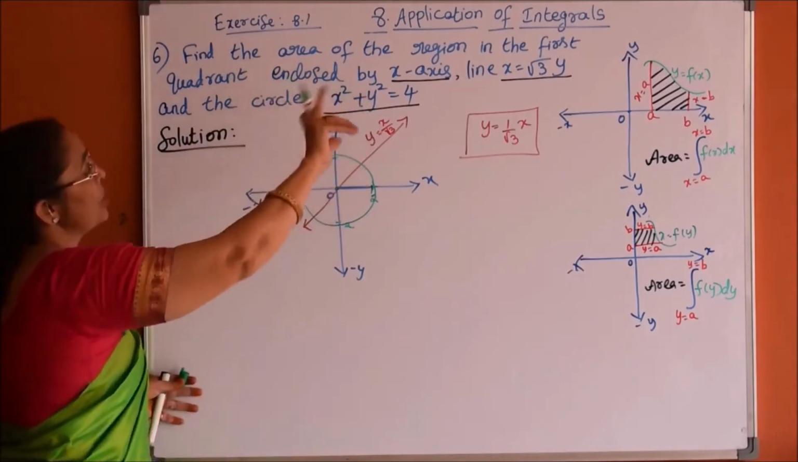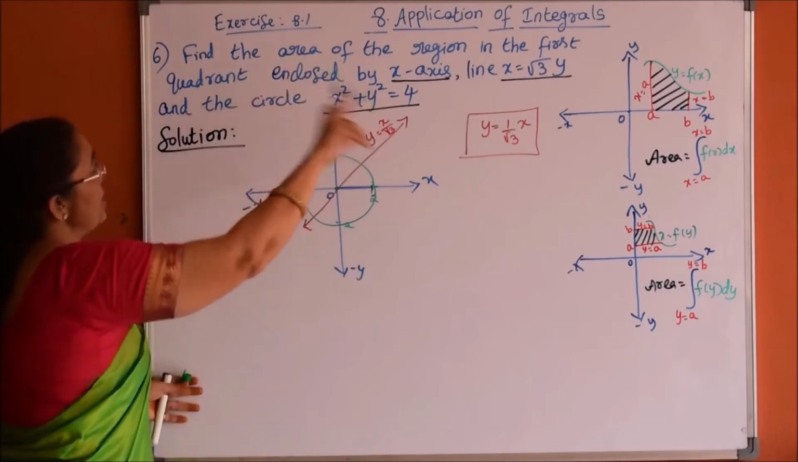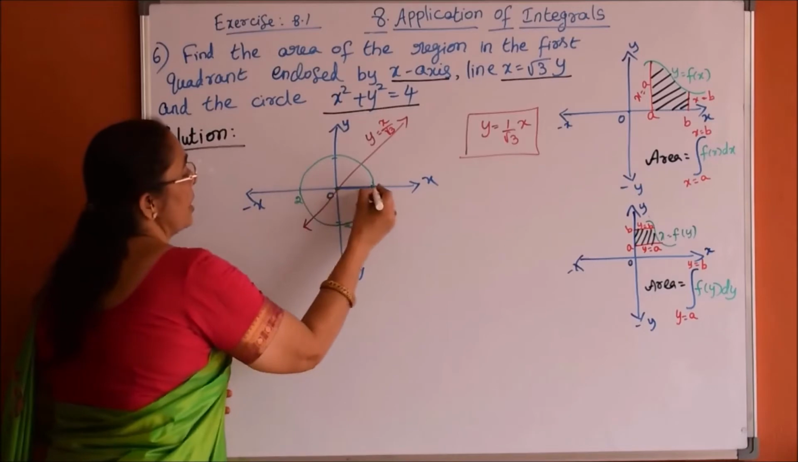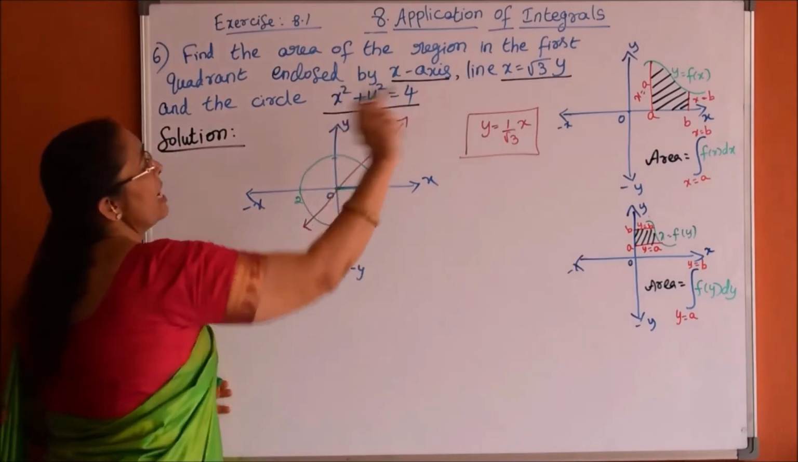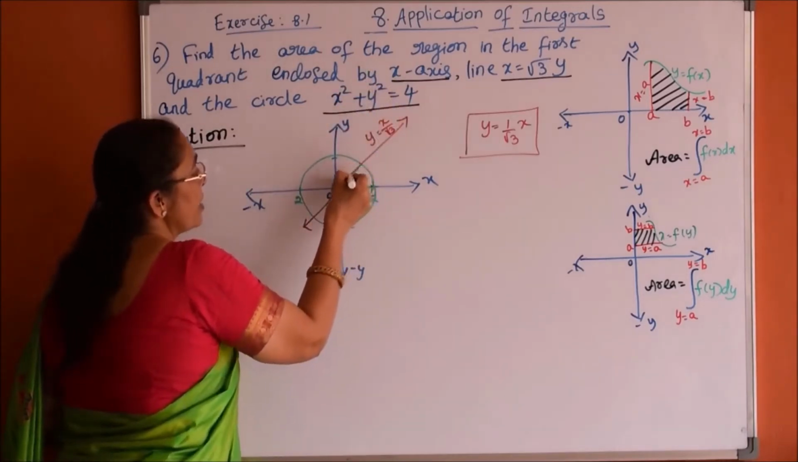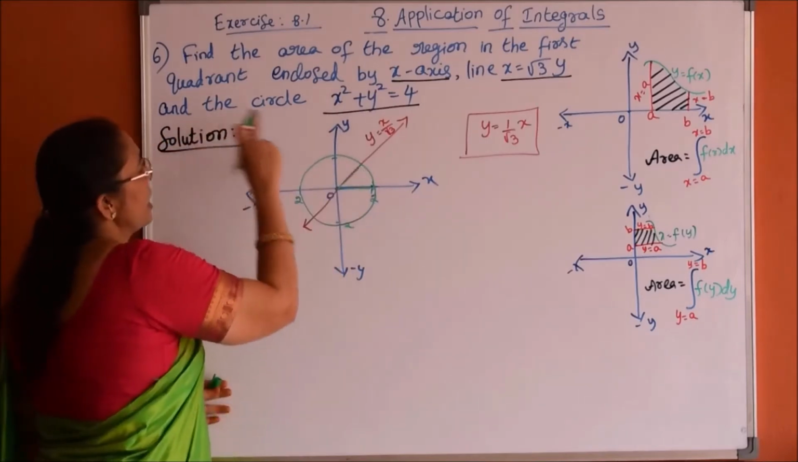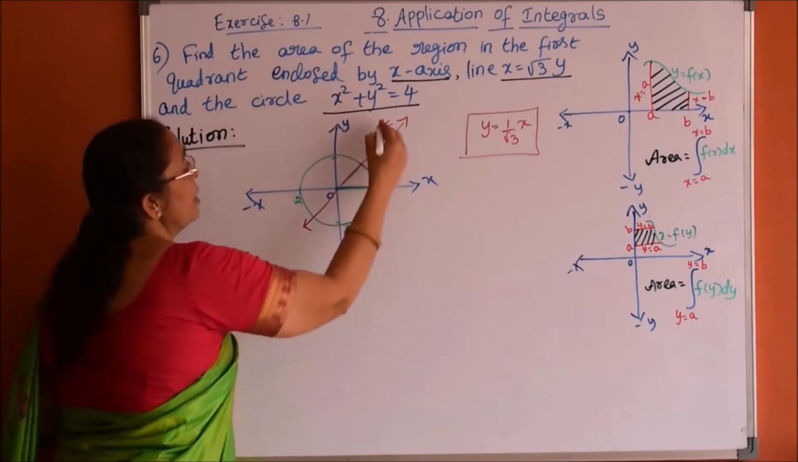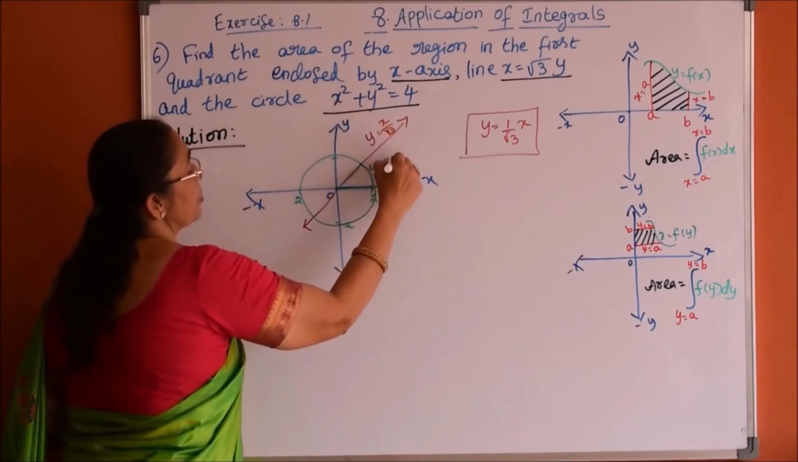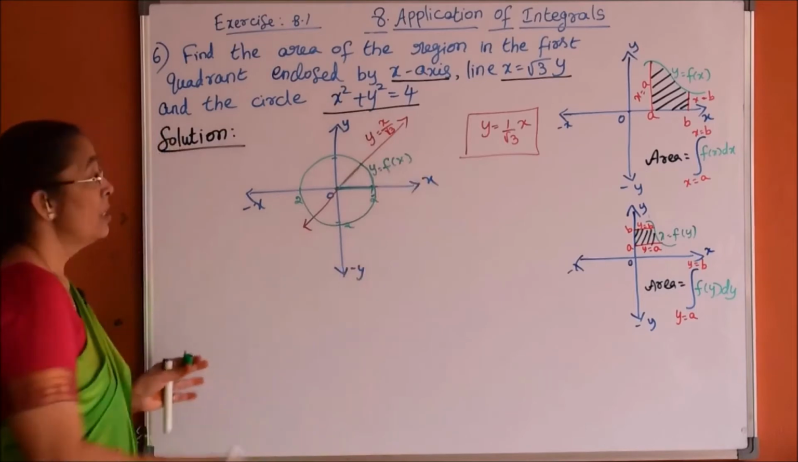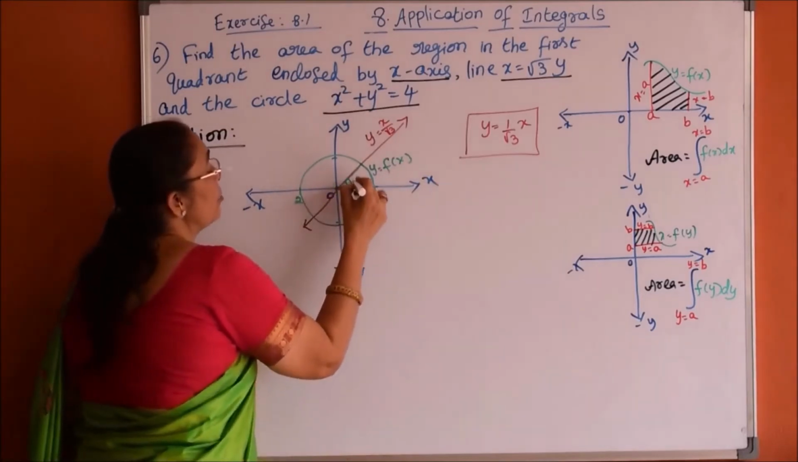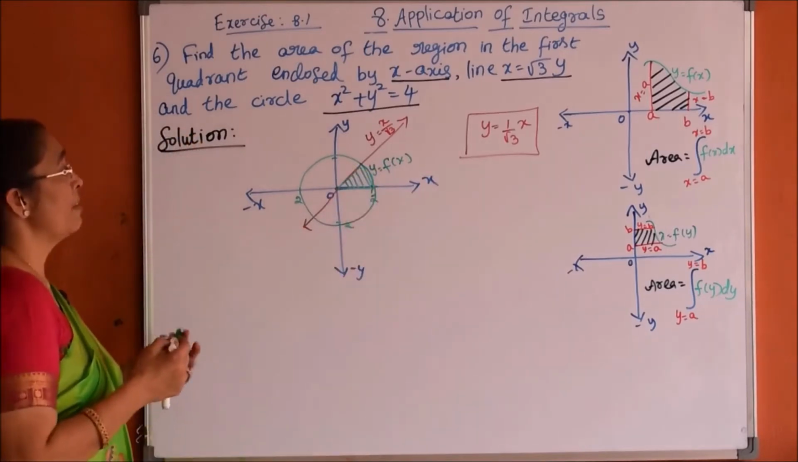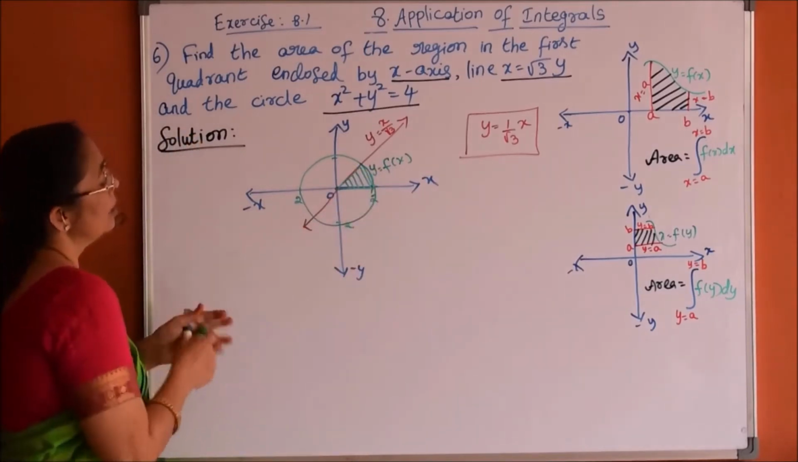Now let us see which area we need. Area of the region in the first quadrant, so this quadrant, enclosed by the x-axis, so this line first x-axis, the line x is equal to root 3y, this is the line x is equal to root 3y, and the circle x square plus y square is equal to 4, this is the curve. This curve is nothing but y is equal to f of x form. Fine. So, we need this area. Fine. So, how that area will be? This is the area we are having.